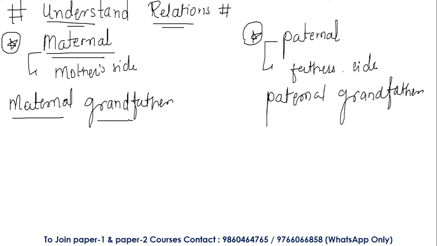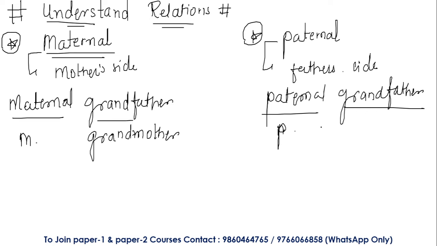So this is not important. This is the thing that we have to understand when it comes to the English language. Maternal and paternal, these are the two keywords. For maternal, we are talking about the mother's side, and for paternal, we are talking about the father's side. So paternal grandfather means father's father. Similarly, maternal grandmother means nani, that is mother's mother. Paternal grandmother means dadiji, that is father's mother.